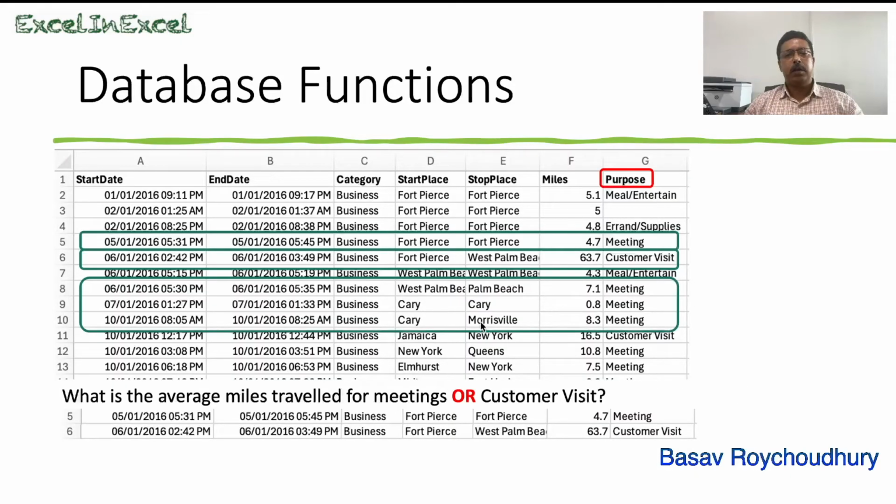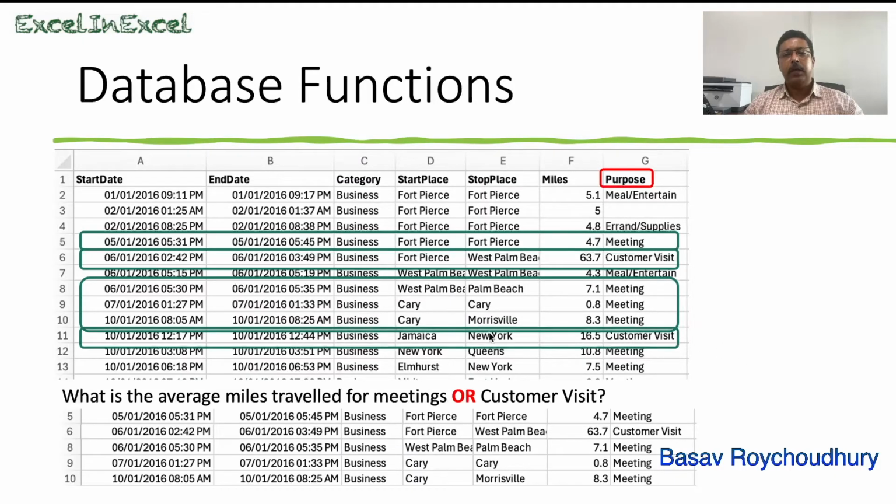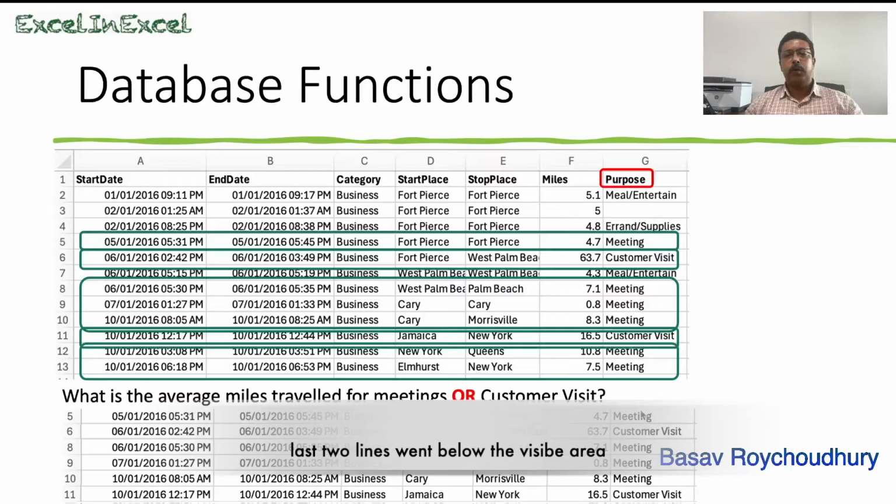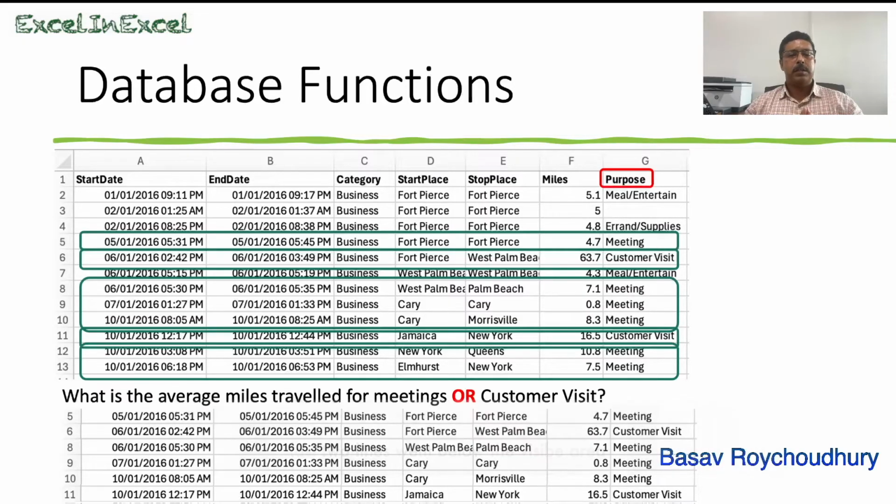We again have these three records which satisfy the condition based on the purpose being meeting. We have the next record also, which satisfies the condition, the purpose being customer visit. And again we have the last two records here which satisfy the condition because the purpose is meeting. So this time we have 1, 2, 3, 4, 5, 6, 7, 8 records satisfying the condition, either the purpose being meeting or the purpose being customer visit.